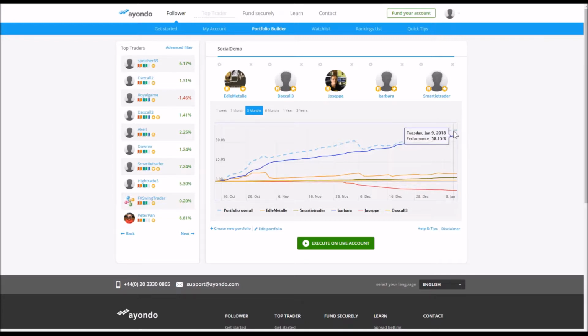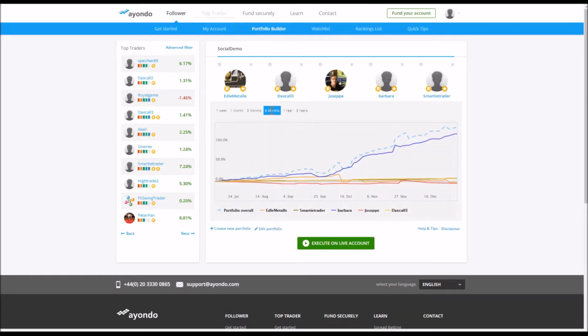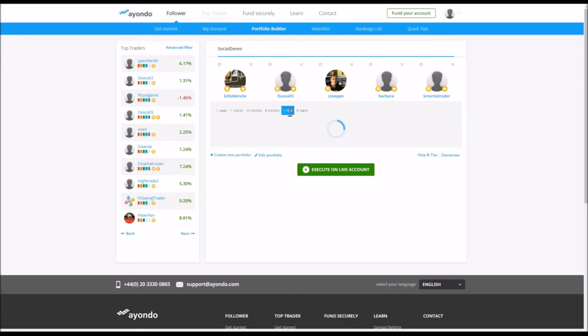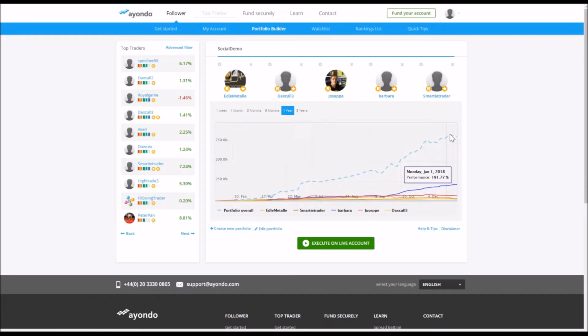About 58% over the last 3 months. If I could go back 6 months in time and follow their trades, I'd be up, why is it not picking it up? About 135%. Over the last year, I'd have made, oh my God, that seems a bit ridiculous. I think the levels of risk might be off the scales a bit here. 848% if I could go back and follow all their trades.